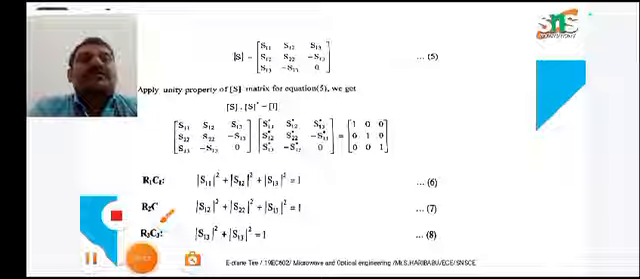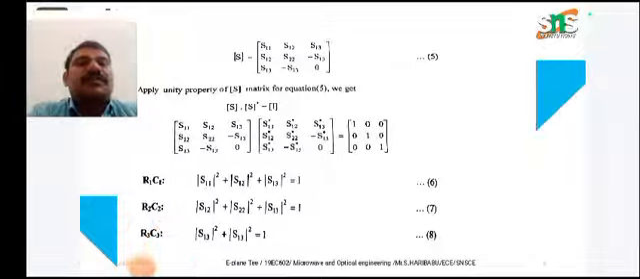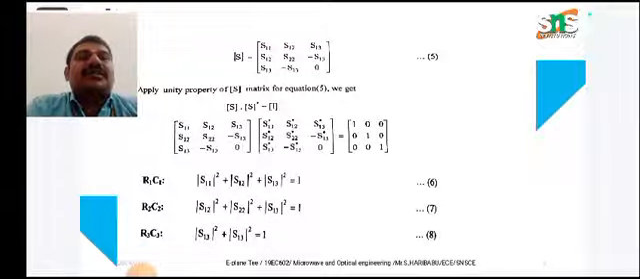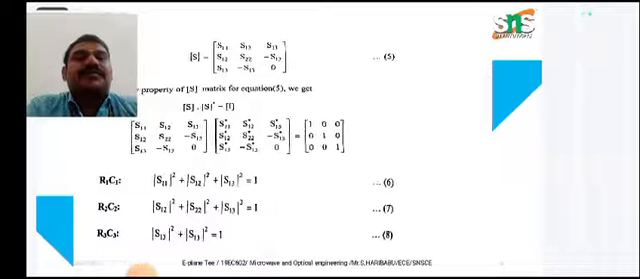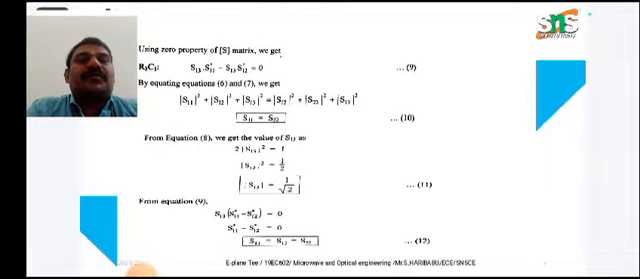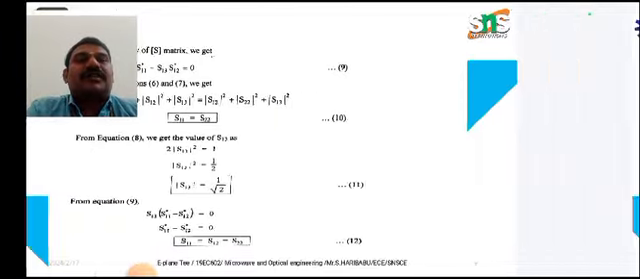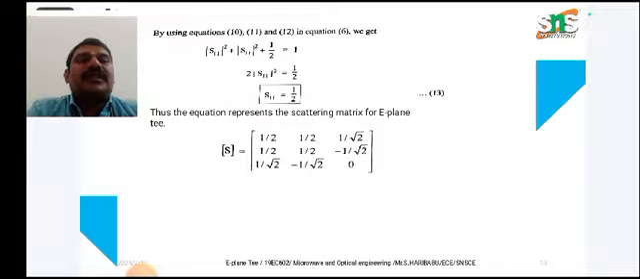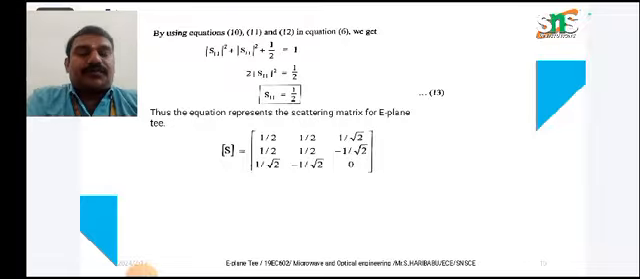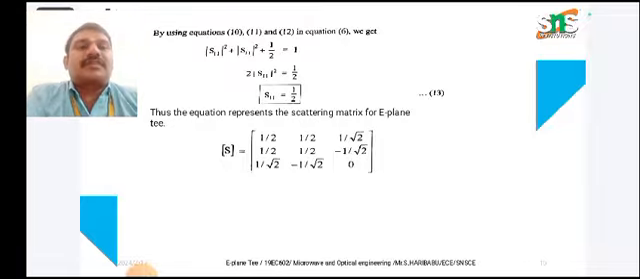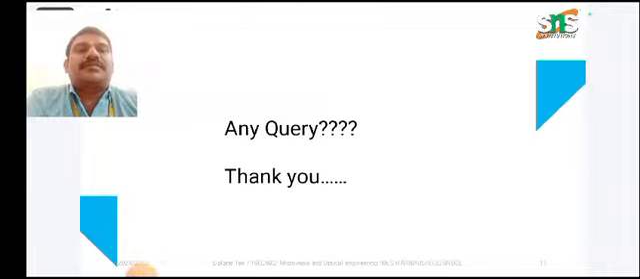So from the representation of the equations we move to the application. By substituting the equations, we get the final equations. From the final equations, we get the scattering matrix with a factor of 1 by root 2 inserted into the scattering matrix. So this is the scattering matrix equation for the E-plane T. Thank you.